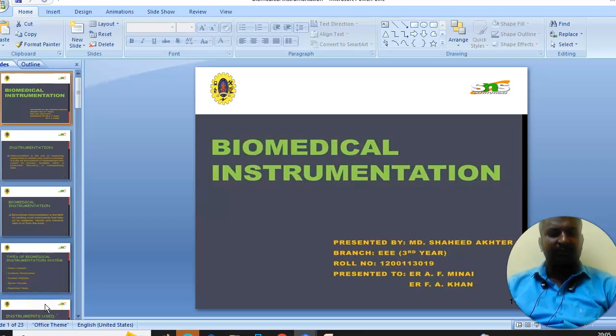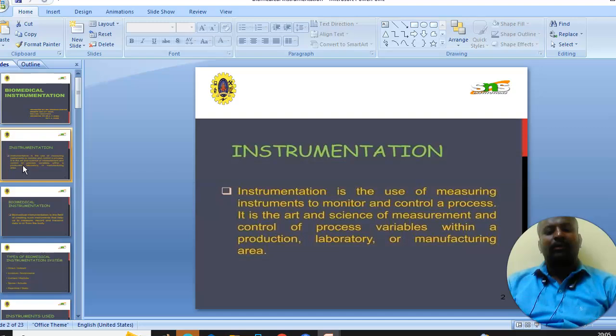Good morning. In this seminar on biomedical instrumentation, what are the devices used in the biomedical field? Instrumentation is the use of measuring instruments to monitor and control a process. It is the art and science of measurement and control of process variables within a production, laboratory, or manufacturing area.